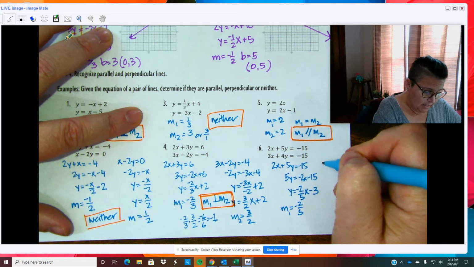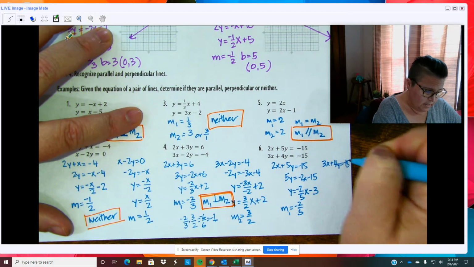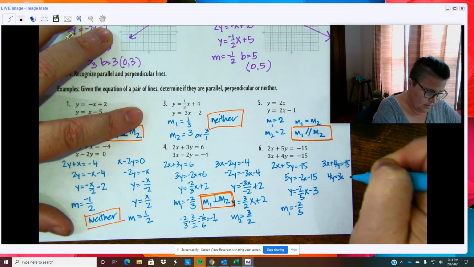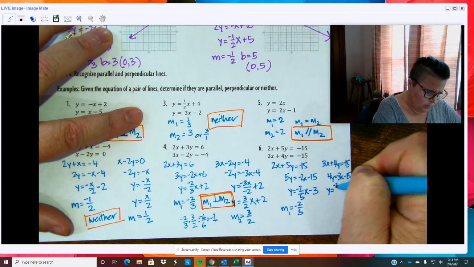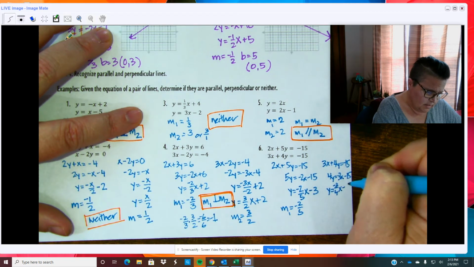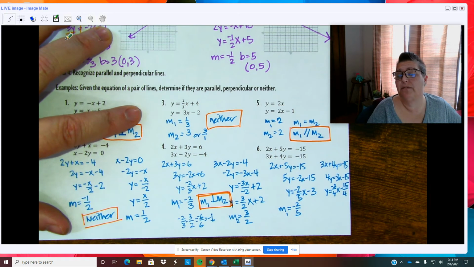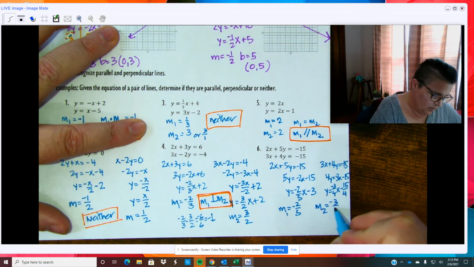The second line is 3x plus 4y equals negative 15, or 4y is negative 3x minus 15. y would be negative 3/4 x minus, I don't know what 15/4 is. I'm just going to keep it 15/4. That's fine, because I only need the m. m sub 2 would be negative 3/4.